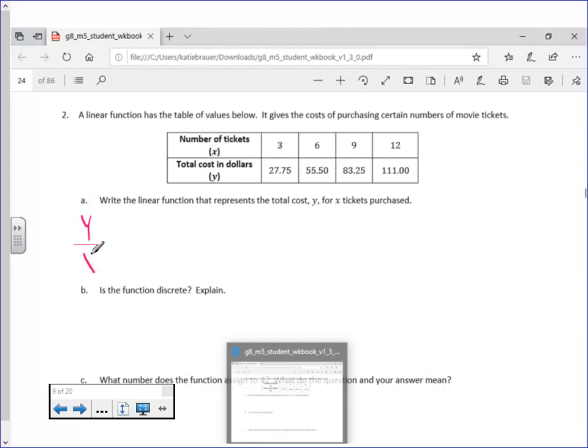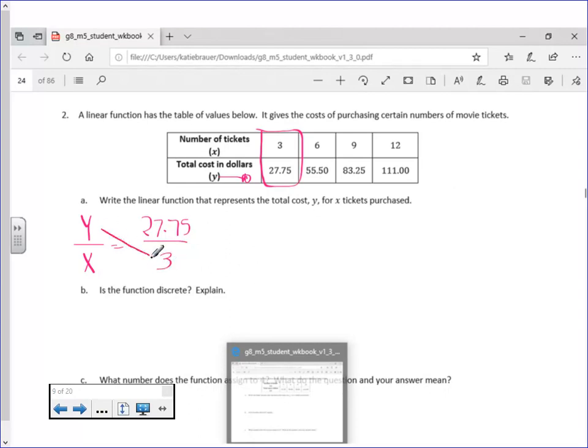So you start with y divided by x. You have all these different pairs. You have 3 and 27.75. You don't have to do that, you just have to pick one of them. It tells you that this is the total cost, or the y. So that's going to go on the top of my equation. And the x goes on the bottom of my equation, which is 3.